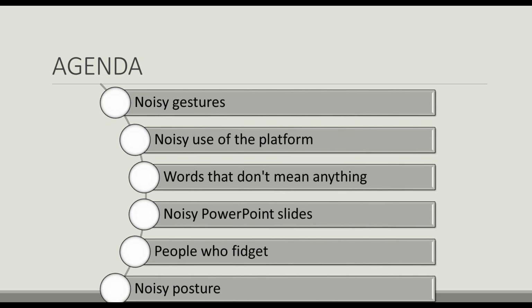PowerPoint slides can be really noisy. Some of your non-verbal communication with your hands can be really noisy, and this can be different types of fidgets. And the posture, the way you stand, the way you occupy the space can also be distracting and what I call noisy. So I'm going to cover each of those 6 aspects of being a noisy presenter and moving to being a clean and concise and purposeful presenter.